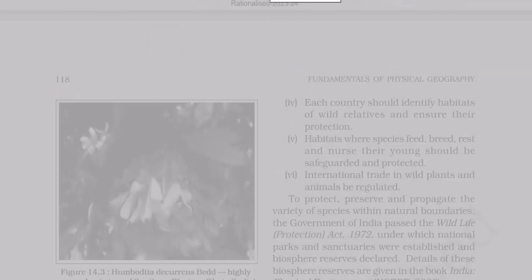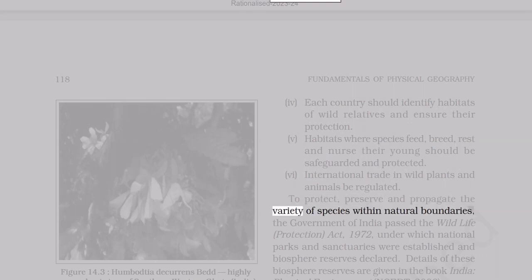Rationalized 2023-24. 118 Fundamentals of Physical Geography. 4. Each country should identify habitats of wild relatives and ensure their protection. 5. Habitats where species feed, breed, rest and nurse their young should be safeguarded and protected. 6. International trade in wild plants and animals should be regulated.